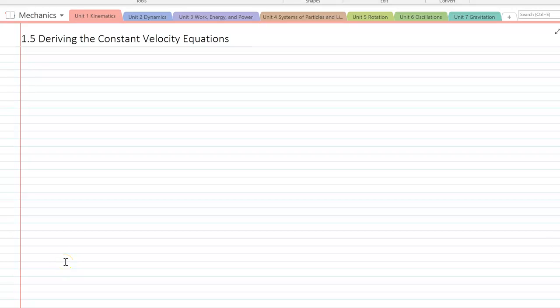Alright, so we want to be looking at this section. What you want to do here is we're going to be looking at the constant velocity equations. And it's more like one equation, but it's kind of two equations at the same time, and we'll see exactly why. I mean, there's kind of one and kind of not really.